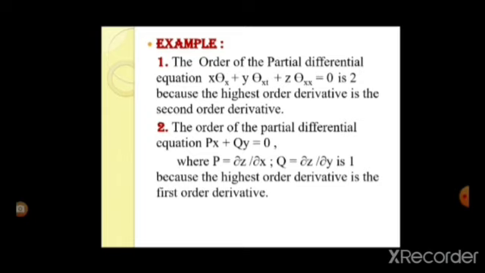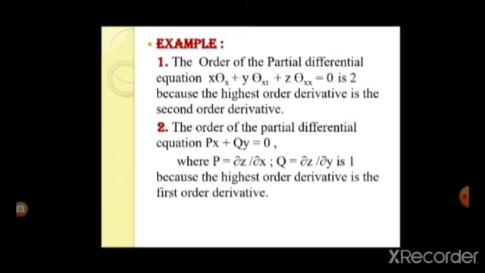For example, if we have n terms in an equation, then what is the highest derivative in that whole equation? That is the order of that particular equation. Coming to the next slide, examples of order of a partial differential equation.